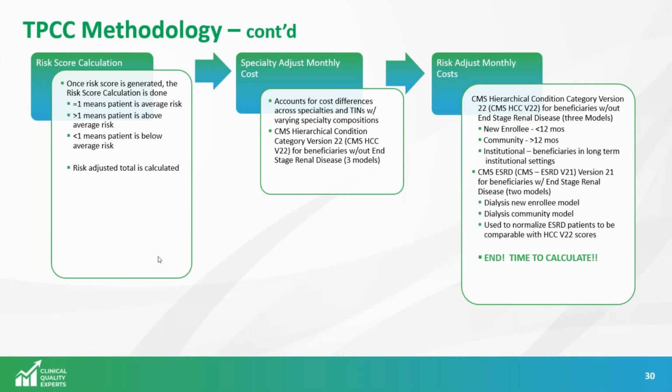By this point, a risk score is generated and the risk adjusted total is calculated. And then the specialty adjustment monthly cost is performed. Then we have our calculation, which is done by dividing each TIN and TIN NPI's risk adjusted monthly cost by the specialty adjustment factor multiplied by the observed cost across the total population of beneficiary months where the risk window overlaps with the performance year.